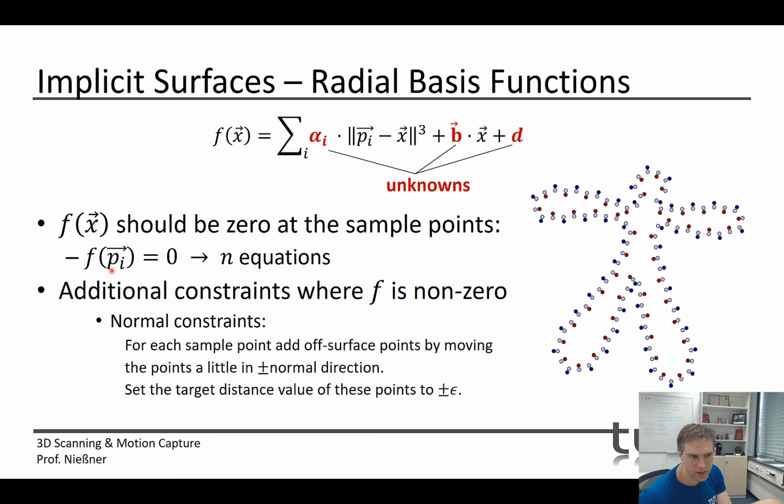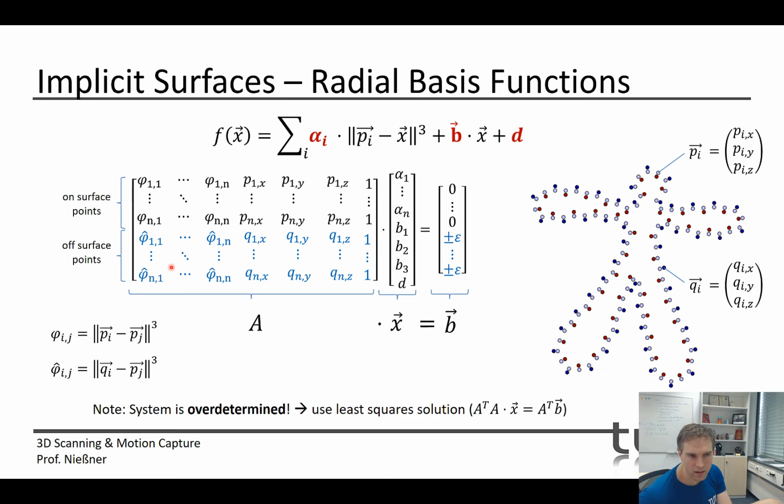So now we not only have these points p_i equal to 0, but we also have these plus or minus epsilons. And this is actually the matrix. This x vector is the coefficients we are solving for, right? We have two parts of this matrix A. One is on-surface points and one is off-surface points that are slightly shifted. These are the basis functions, these are the sample points we have, and this one is just multiplying with d respectively.